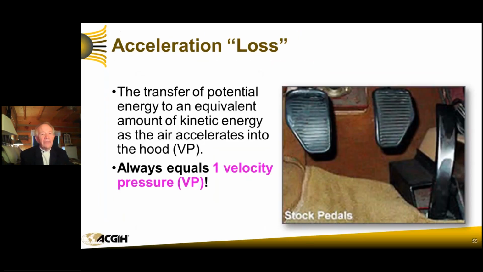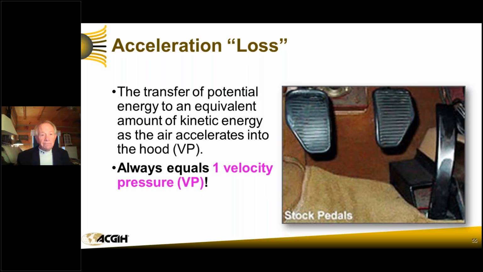Acceleration loss is the transfer of potential energy to an equivalent amount of kinetic energy as the air accelerates into the hood. From a dead stop, it always requires one velocity pressure up to whatever velocity pressure that is. What's the velocity pressure at 4,005 feet per minute? 1 inch of water column. How much energy does it take at a hood to bring it up to 4,005 feet per minute? 1 inch of water column. So it's just that easy. And if you only want to bring it up to 2,000 feet per minute, 0.25 inches of water column will give you 2,000 feet per minute with that acceleration loss.